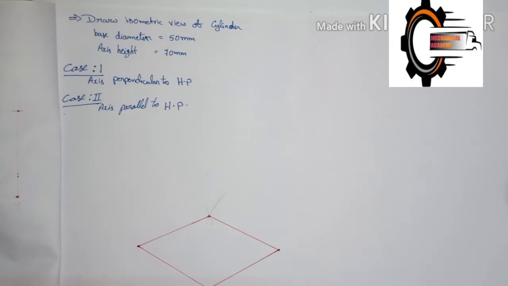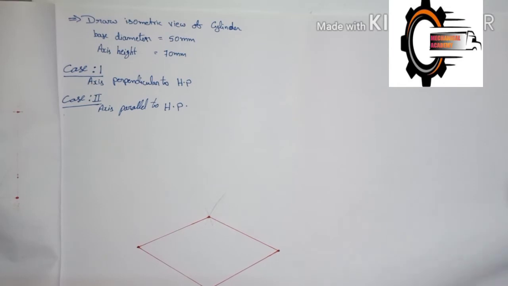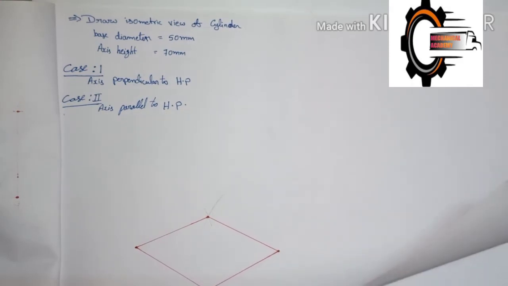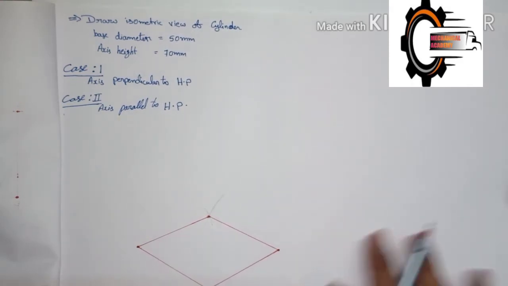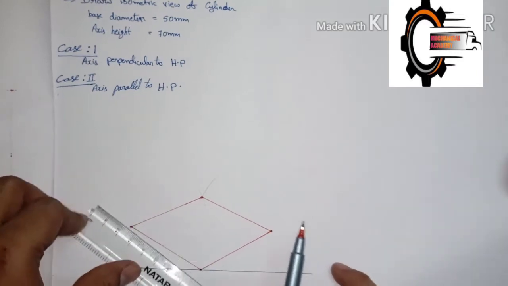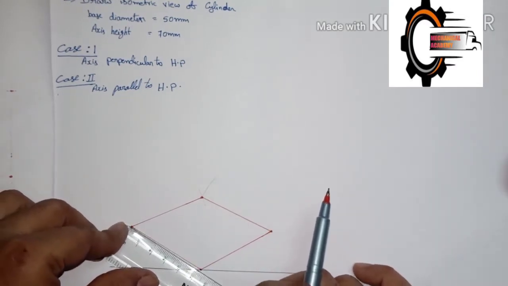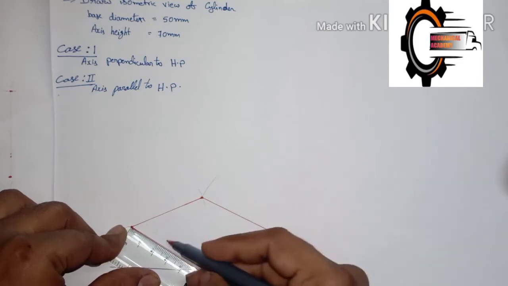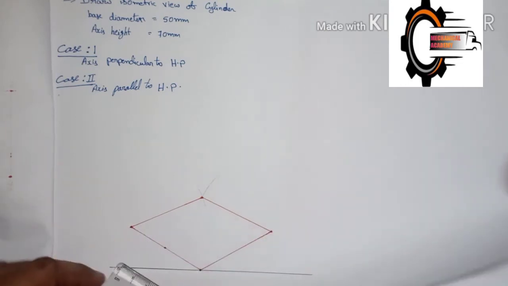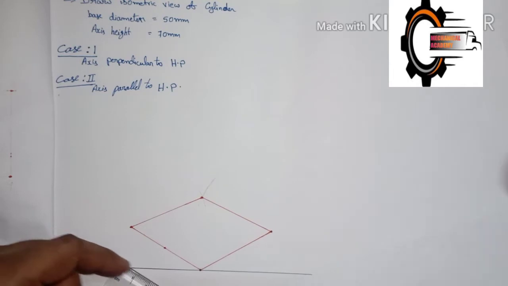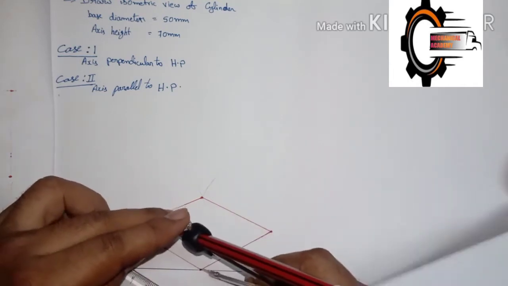In the previous classes on planes, I had already discussed how to draw the circle. There are two methods: the first one is the point to point method and the second one is the 4 centers method. I am going to draw with the 4 centers method. For that, we first have to find the midpoints of the rhombus. The side is 50 mm, so half of it is 25 mm. Next I take the compass and mark the 25 mm distance.